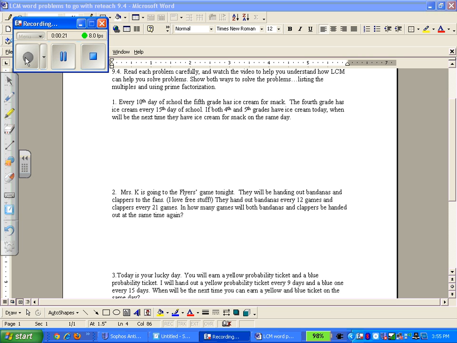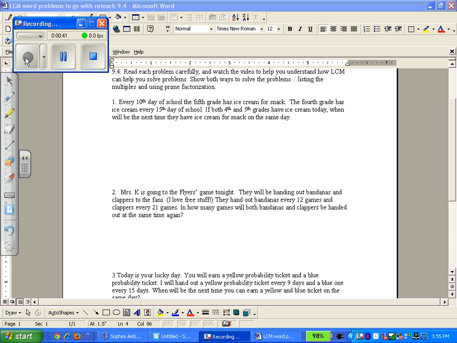And this is the word problem I created. Every 10th day of school, the 5th grade class has ice cream for a snack. The 4th grade has ice cream every 15th day of school. If both 4th and 5th grades have ice cream today, when will be the next time they have ice cream for snack on the same day? There are 2 ways to solve this.